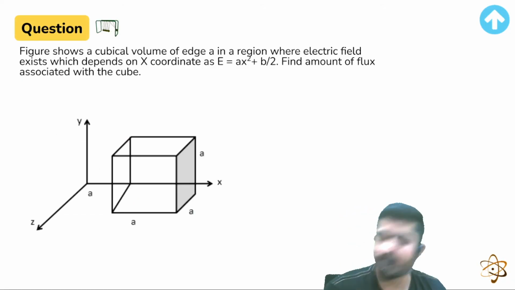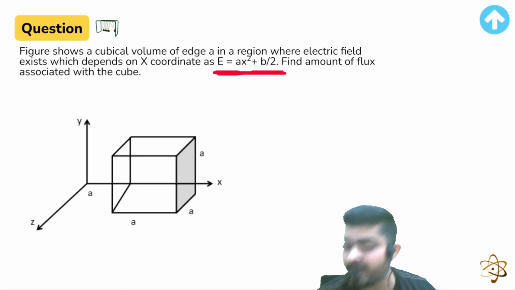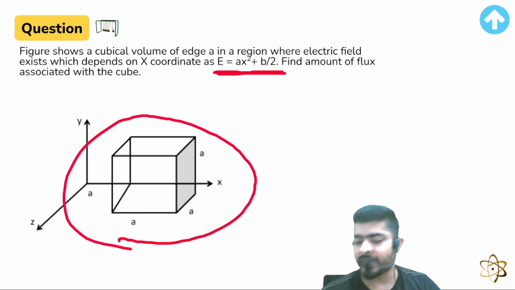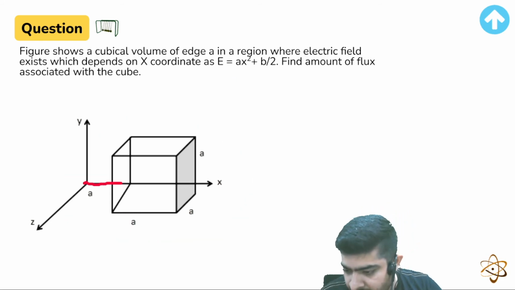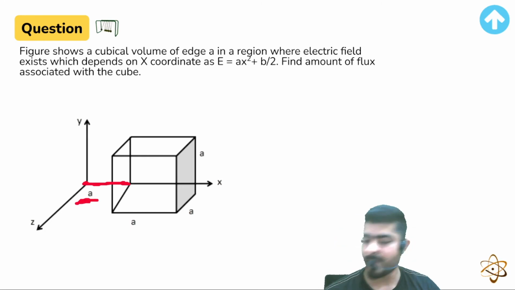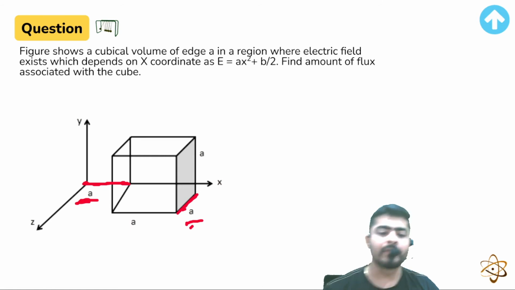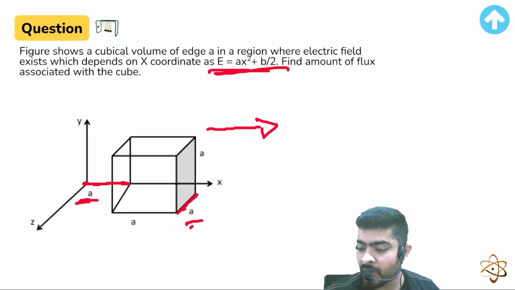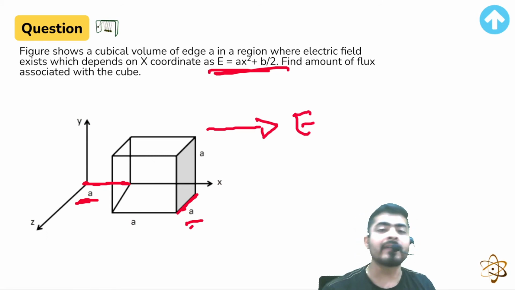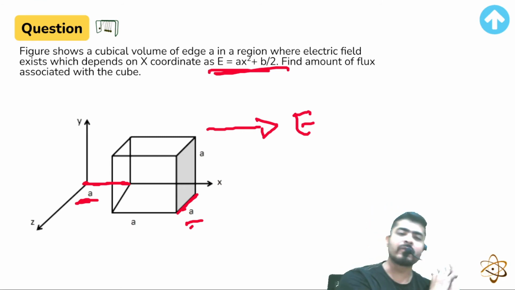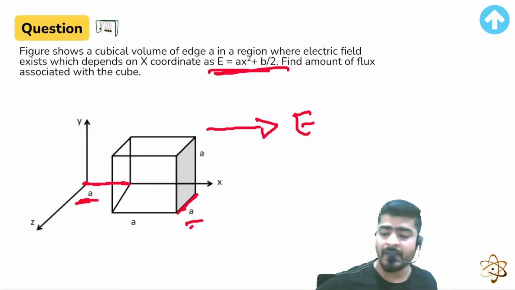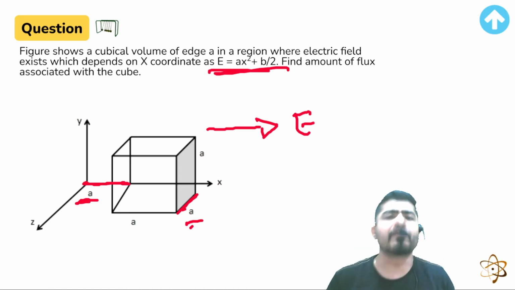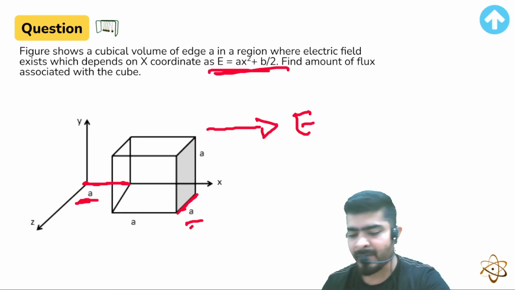Now try this question. Here we have got electric field given by ax square plus b by 2. And here you can see we got a cube now. From the origin, the distance of the cube is equal to a. The side of the cube is also equal to a. Electric field is only along x-axis. So we have to find the total charge inside this cube. I think it's a very easy question actually. Okay, try this once. Tell me the answer. I have not given you any options for this question because I want you to solve some subjective questions. Okay, try.